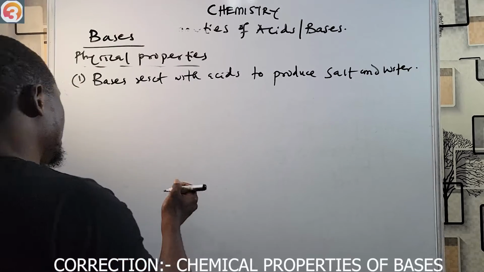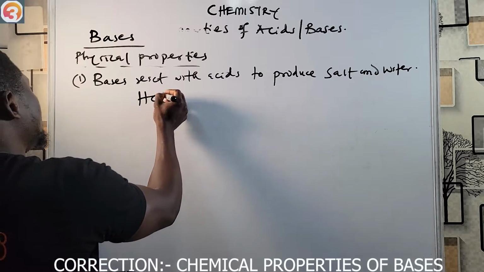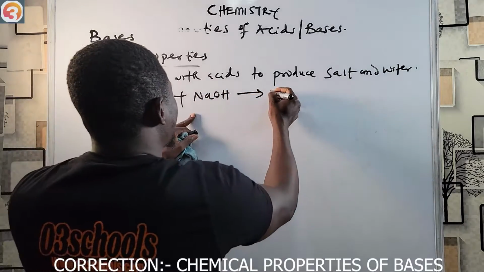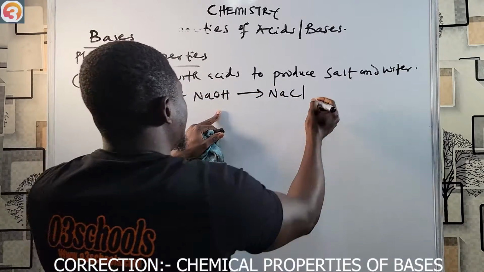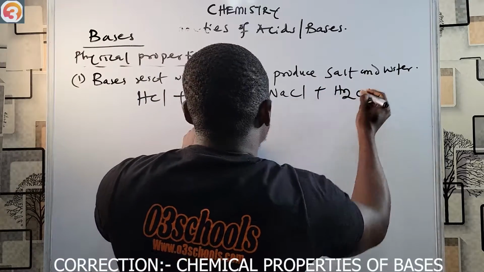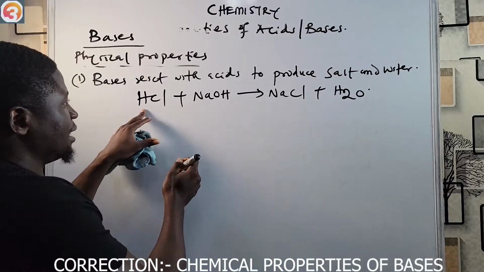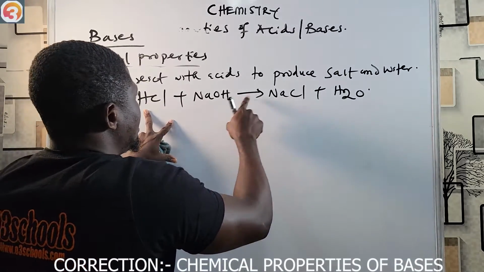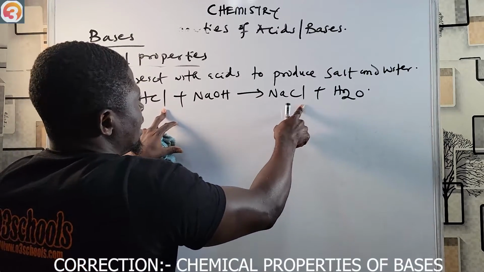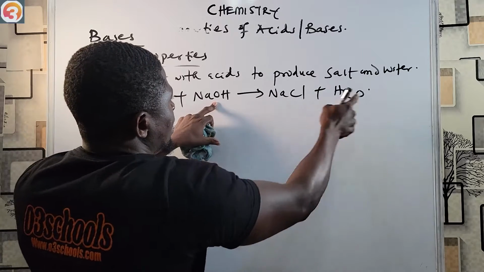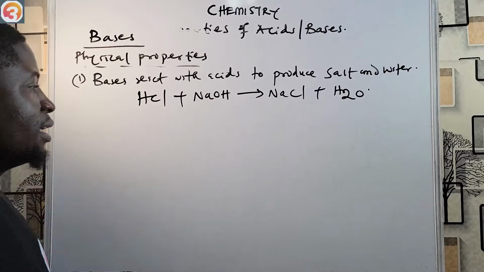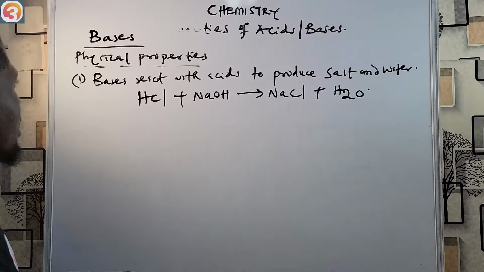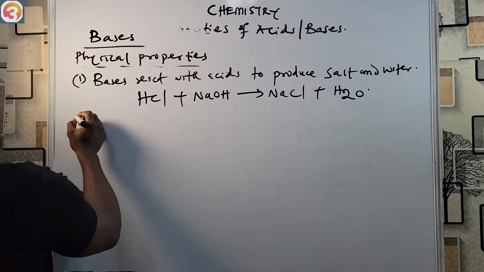A base like NaOH reacting with HCl, so what are you going to have? Very common reaction: NaCl plus H2O. Very simple. Is it balanced? There are 2 H here, 1 Na here, 1 Cl here, and O is 1 here. So it is very well balanced. Then again, they react with metals to produce hydrogen gas.